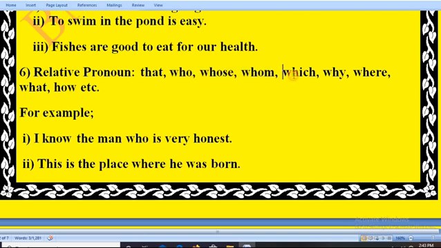Okay, আর বস্তু যদি হয় সেক্ষেত্রে আমরা that এবং which ব্যবহার করতে পারি। কারণ বুঝালে why ব্যবহার করতে পারি। যেখানে বুঝালে where ব্যবহার করতে পারি। Suppose, Chittagong is the place where I was born. Here, where means যেখানে, right? What, the, how, যেভাবে, right? These are called relative pronouns. Okay.